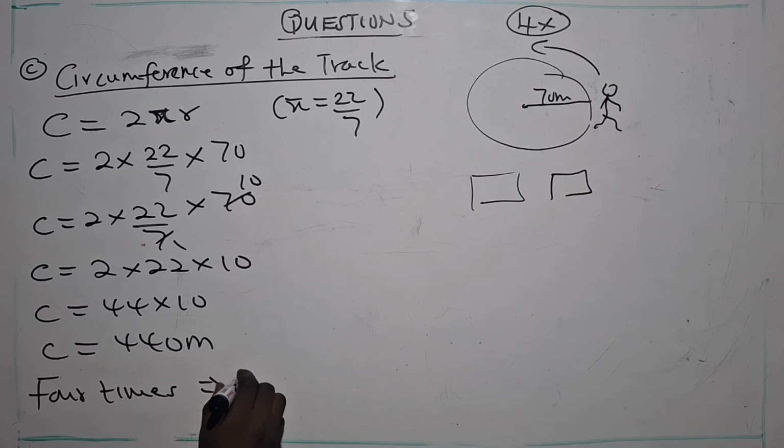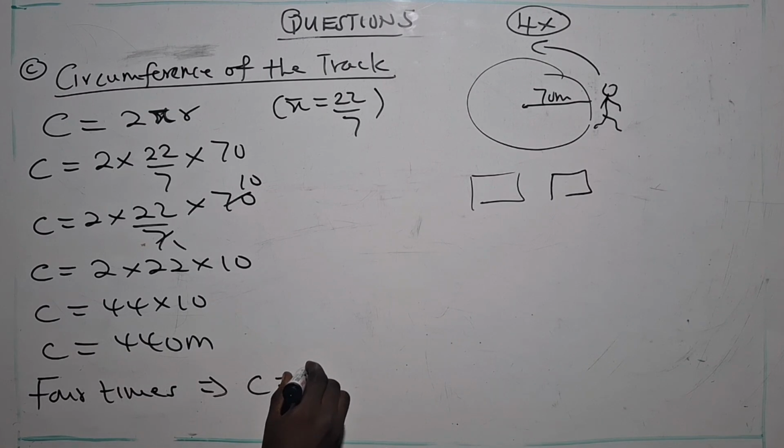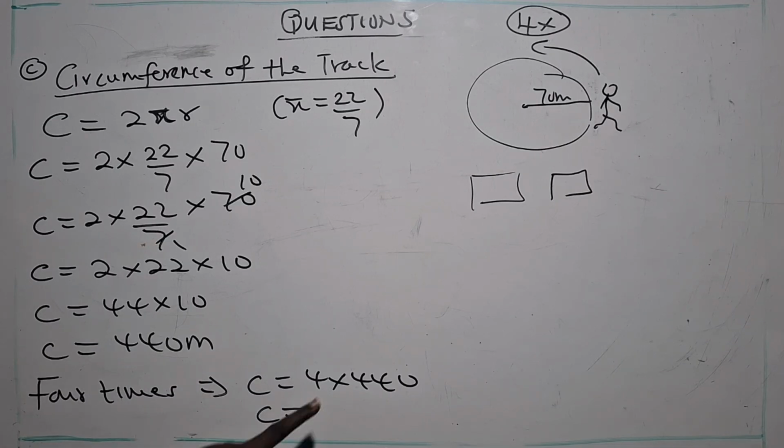Now he ran 4 times. When he ran once, the circumference is 440. So now he's running 4 times, and you just multiply your answer by 4, for which you get 1,760 meters. As simple as that.